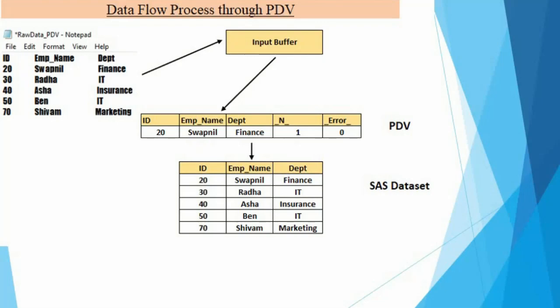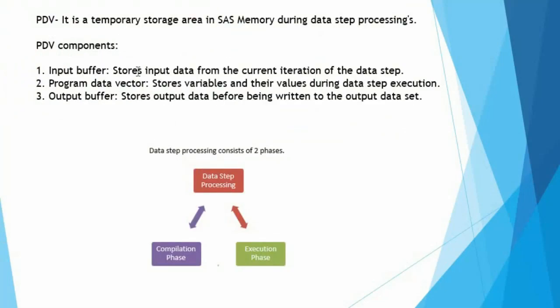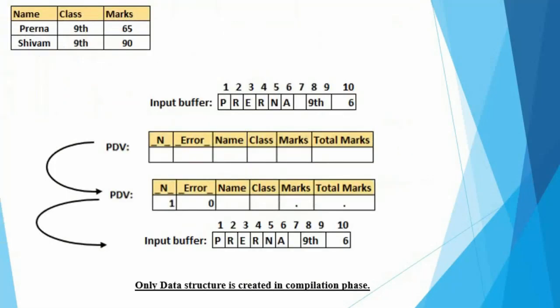So if you look into the definition, the input buffer stores the input data from the current iteration of the data step. Second, the PDV stores the variables and their values during data step execution. Output buffer, once these steps have been finalized, stores the output data before being written to the output data set. Now understand the next part. If you look into this diagram, there is a data set with name, class, and marks. We have two observations, Prerna and Shivam. The class is 9 and the marks are 65 and 90.